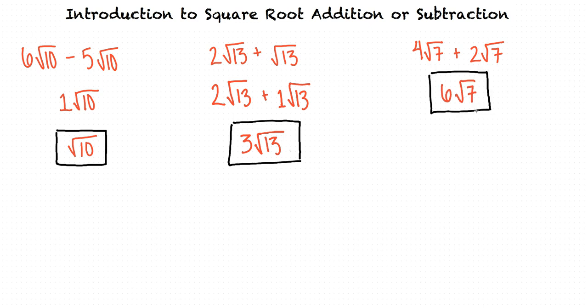Okay, so to add or subtract square roots, we can treat like radicals, which are radical expressions with the same number under the square root signs, as like terms. We add or subtract the numbers outside the radicals while keeping the number inside the radicals the same.